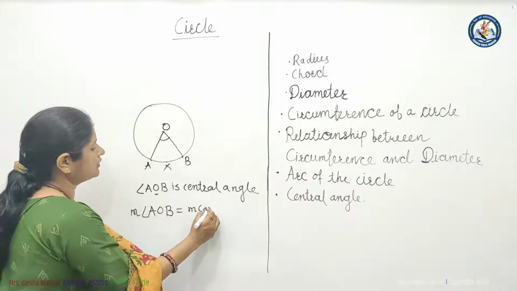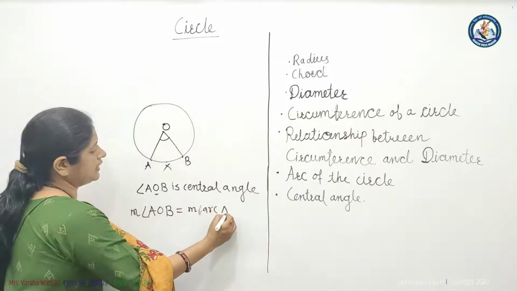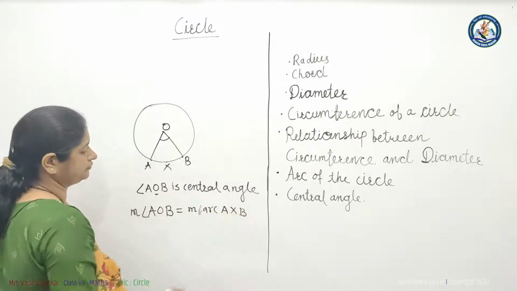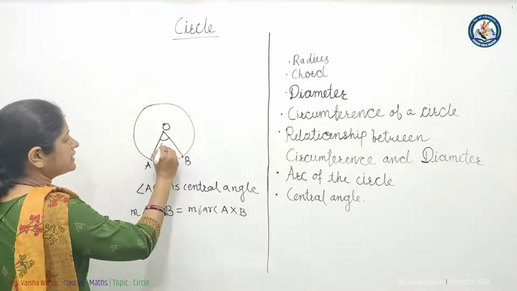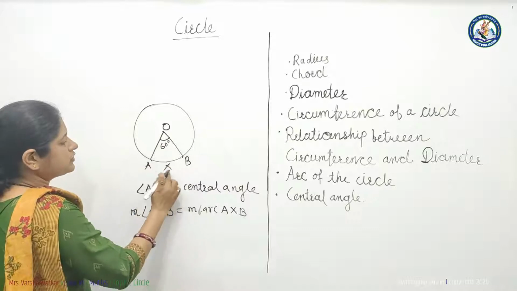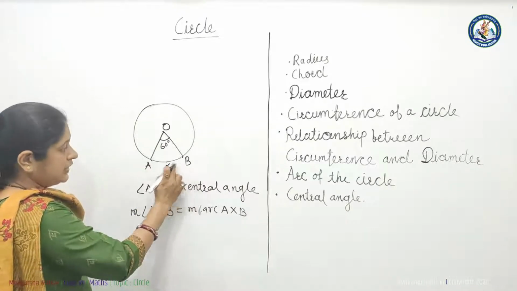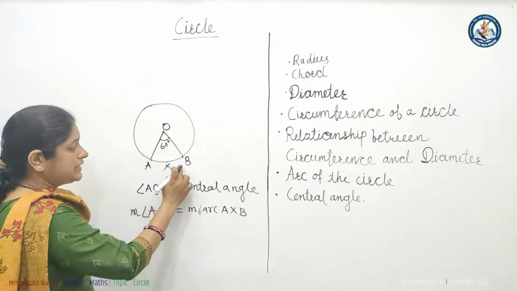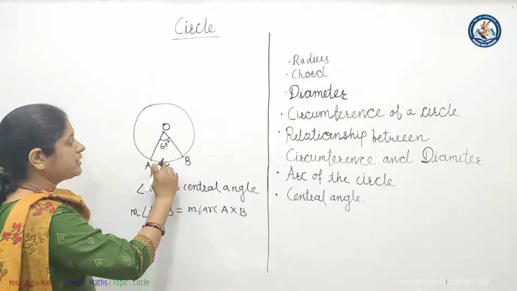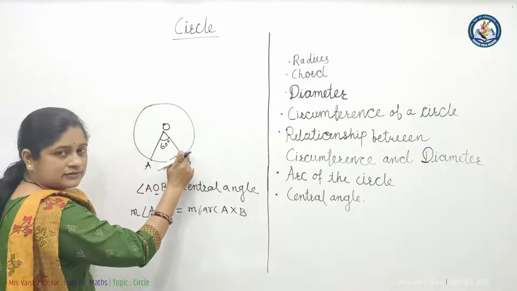So the measurement of central angle AOB is equal to the measurement of arc AXB. Suppose this central angle AOB is 60 degrees, what will be the measure of this arc AXB? It is a minor arc. It is also 60 degrees, and this is a minor arc. What will be the measure of this major arc?